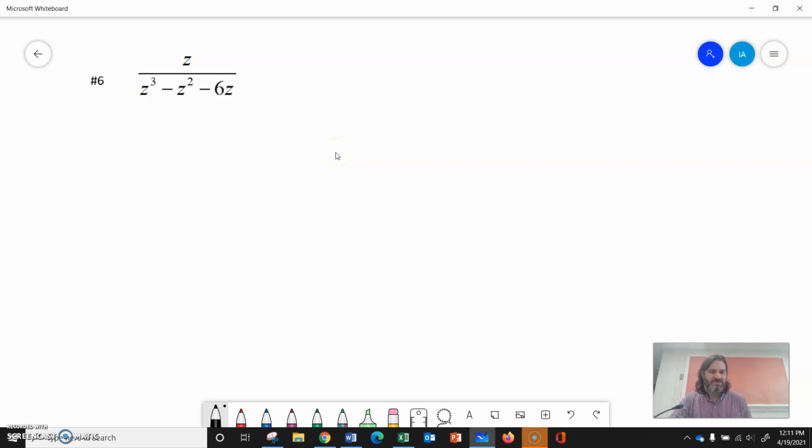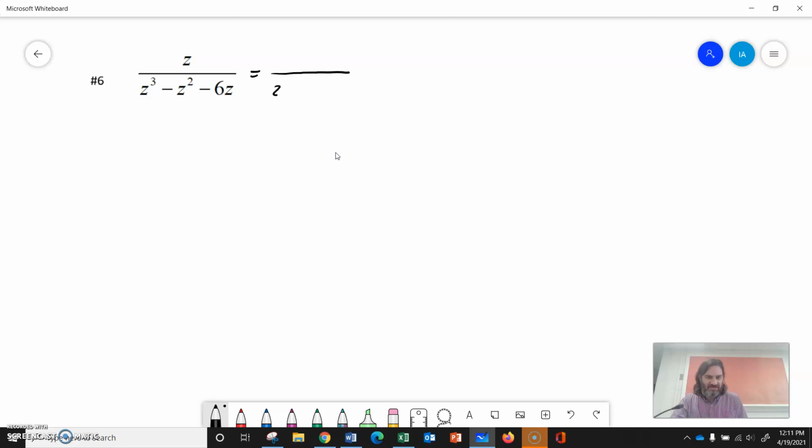Hey, we're going to do some partial fractions, and this one has a numerator of z, and the denominator is z cubed minus z squared minus 6z. So the denominator has degree 3, the numerator has degree 1, so it's a proper fraction. So let's try breaking it down.